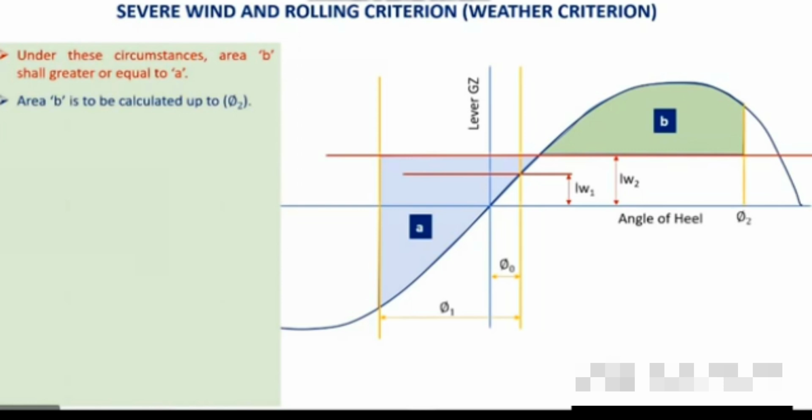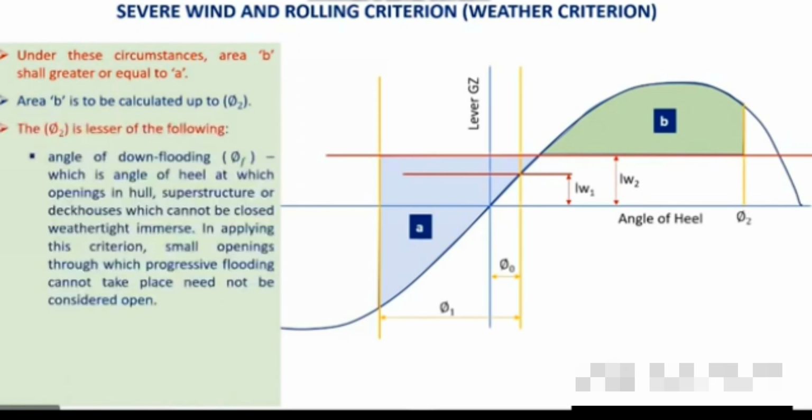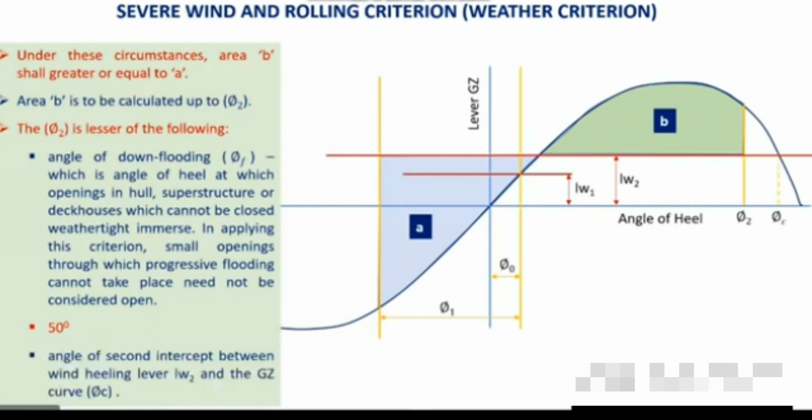Phi 2 is the least of three values. One is angle of down flooding, other is 50 degrees, and the last is the second intercept of LW2 with the righting arm curve, that is phi C. Whichever is the least of the three, that defines the right boundary of area B. And that completes your explanation of severe wind and rolling criteria, or wind and weather criteria.